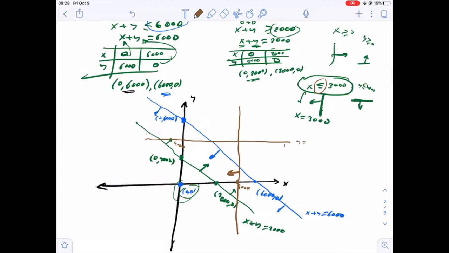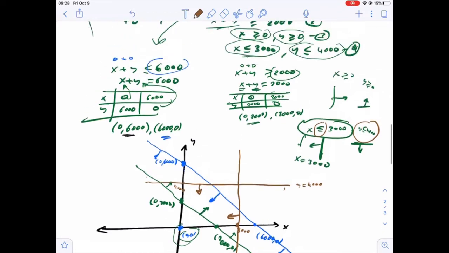And so this is y equals 4,000. And this is x equals 3,000. And it's below this line because it's less than or equal to 4,000. Y is the height, is less than or equal to 4,000. So as you can see, now we still have two other constraints.